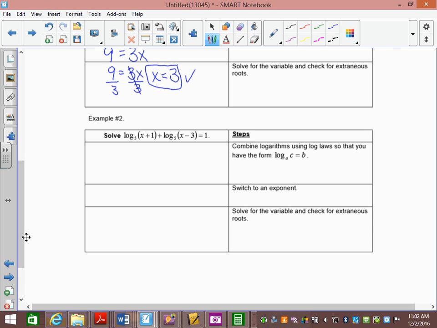These have base 5s, so I'm going to put them together. They're binomials, so when I put them together, I'm going to get a quadratic. Remember how last year you were like, quadratics are so hard. They're everywhere. They're going to be here. So log base 5. This has a positive 1 in front. This has a positive 1 in front. So I'm going to multiply them. I'm going to get x plus 1 times x minus 3 equals 1.